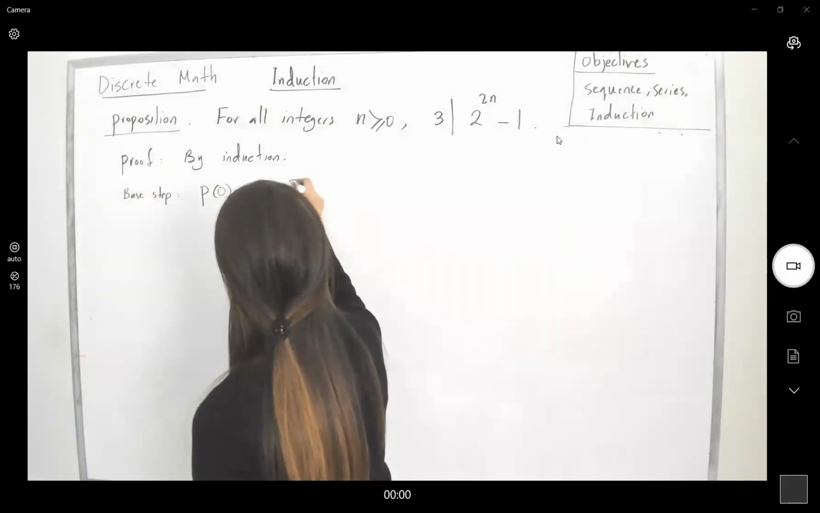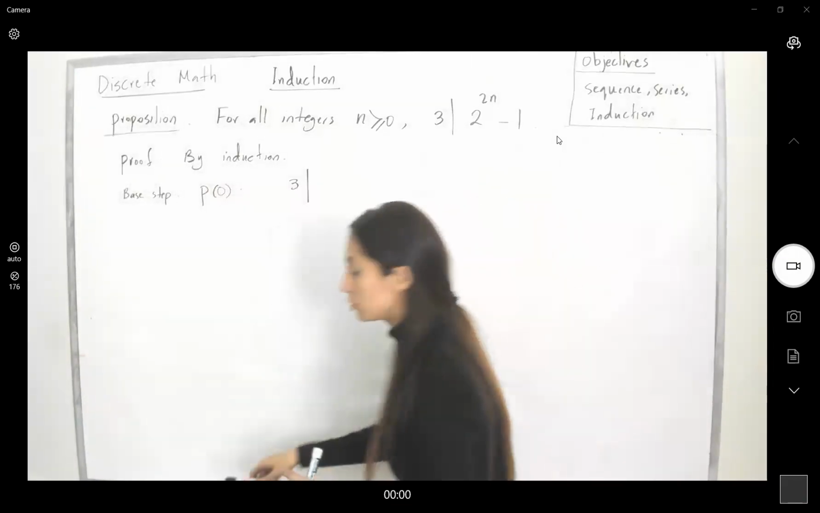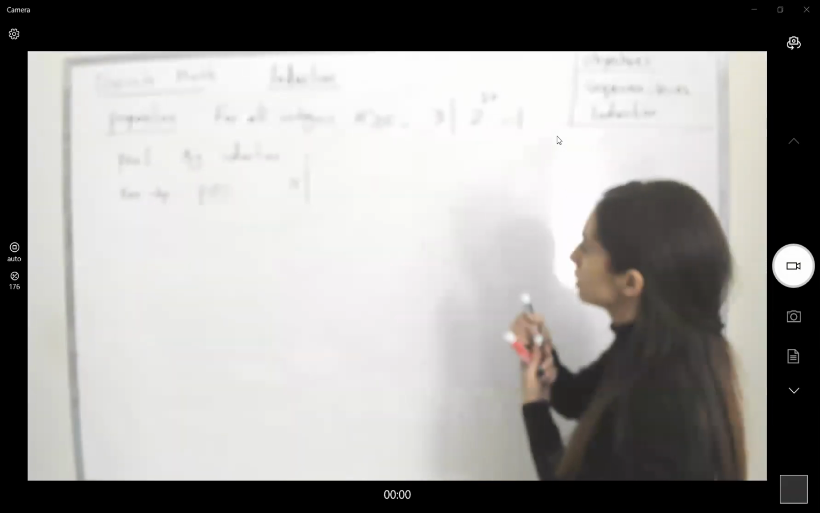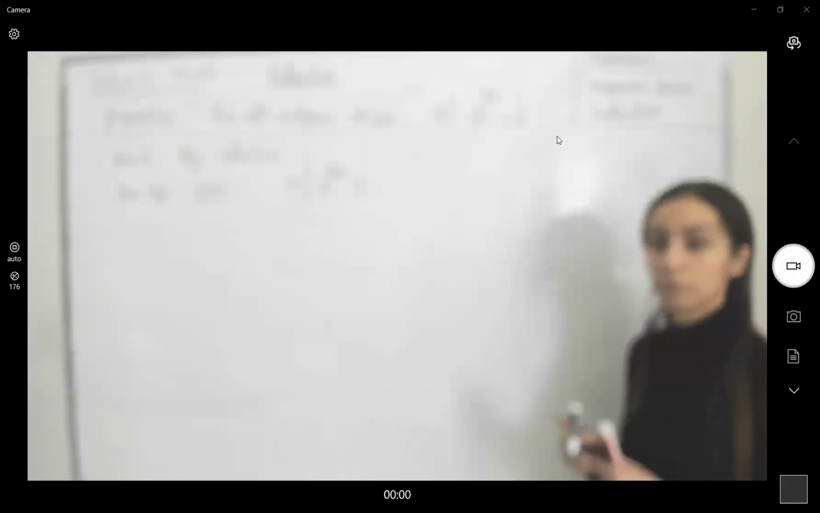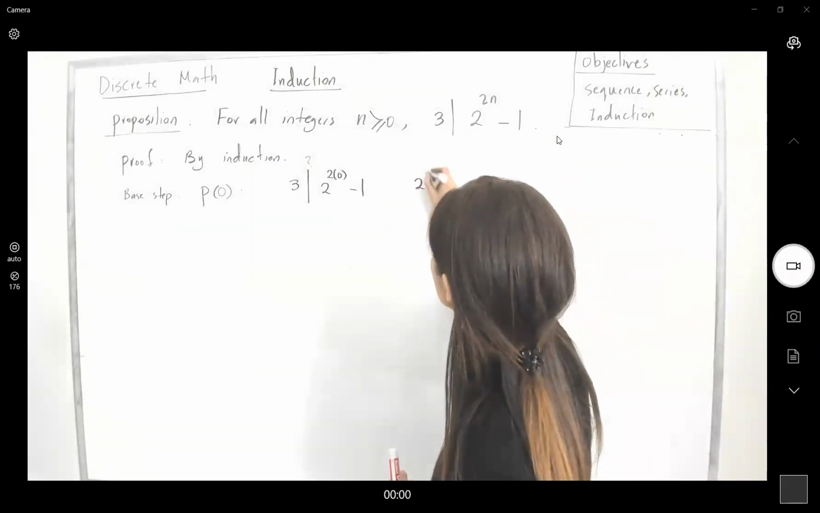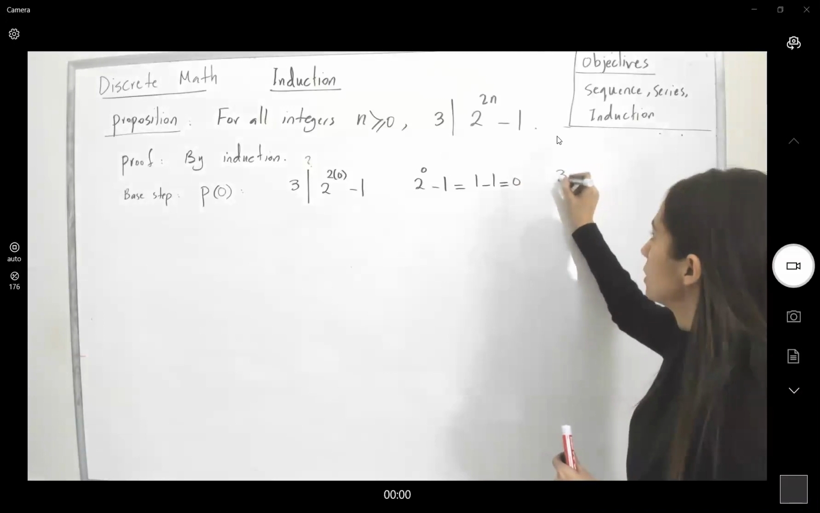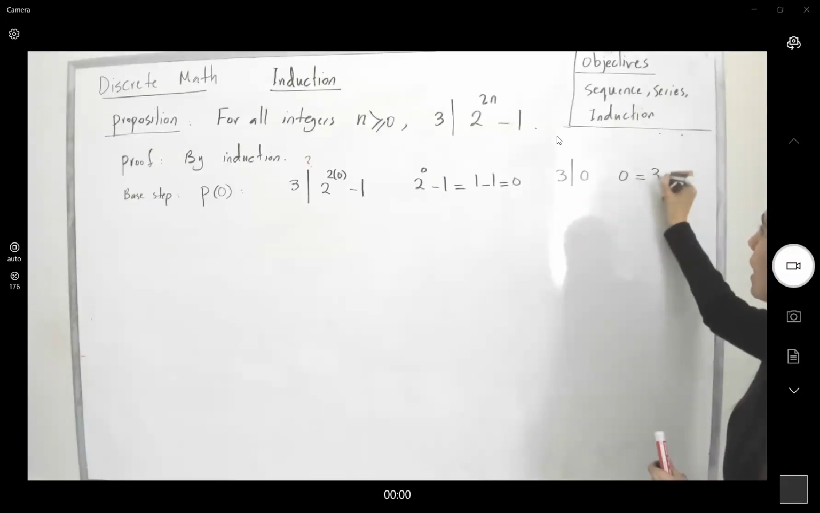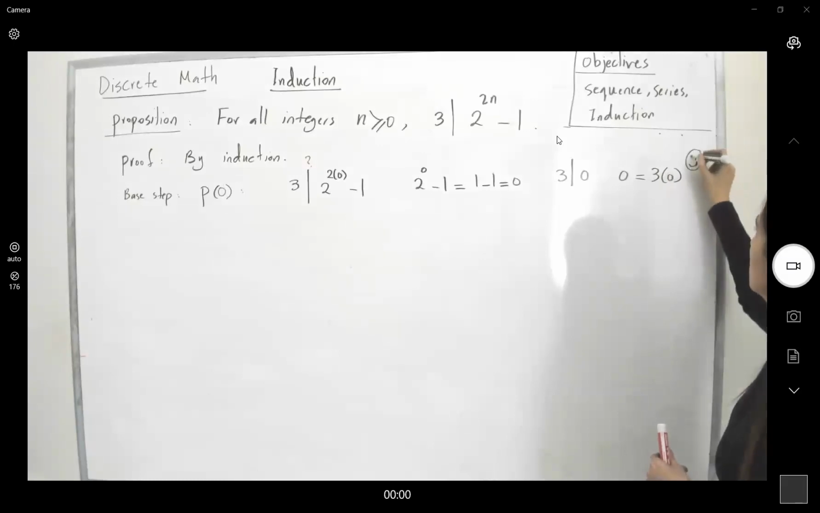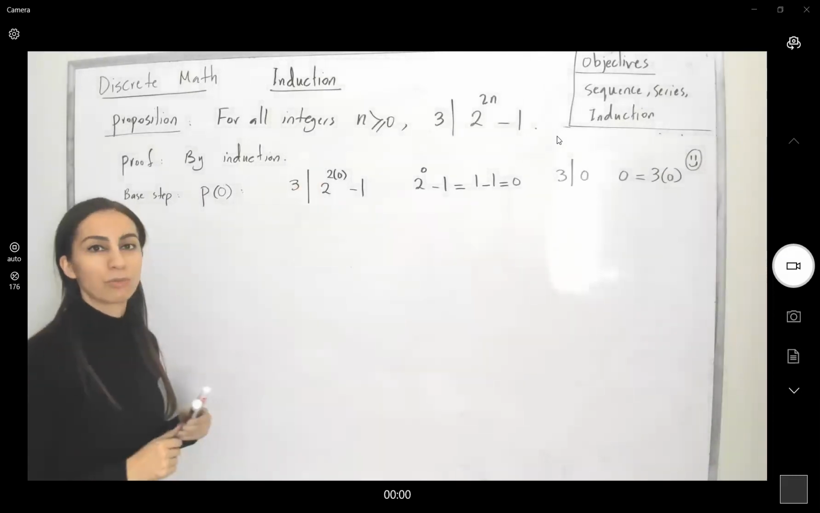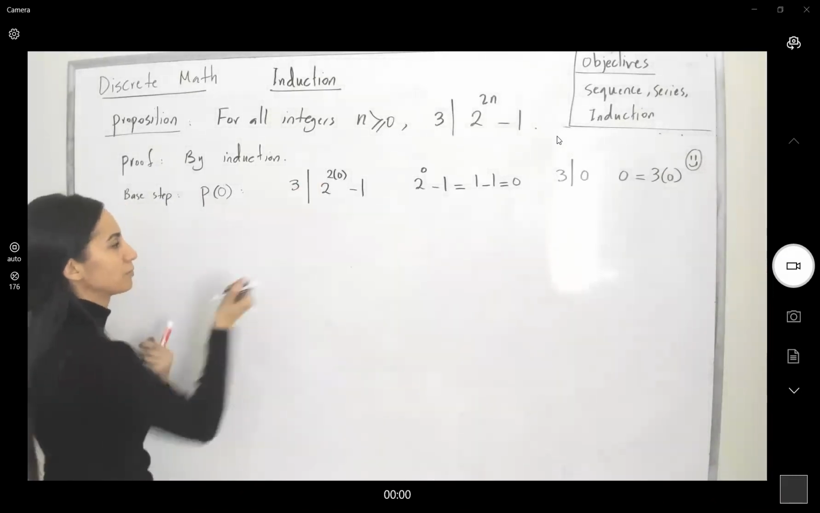It says show that 3 divides, so I'm going to put a question mark on top of the divisibility symbol. Show that 3 divides 2 raised to 2 times 0, minus 1. On the left-hand side, I have 2 raised to 0 minus 1, which is 1 minus 1, or 0, and we know that 3 divides 0. 0 can be written as 3 times 0. So now I don't need this question mark. 3 divides 0. And we're done.